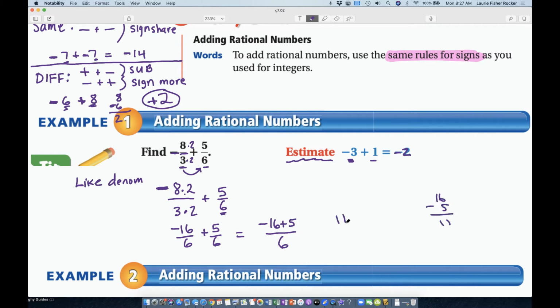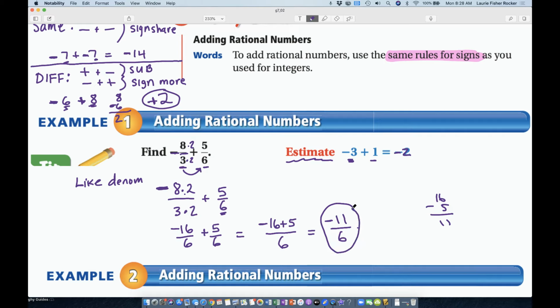So I have 11. So two things I do. What do I do with the number? I subtract. Which one had more? Well, the negatives had 16 and the positives had 5. So we had more negatives. Negative 11 sixths. Now we know that that is almost negative 2. So we can circle that as our answer.